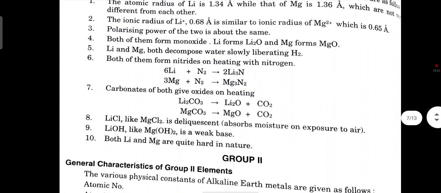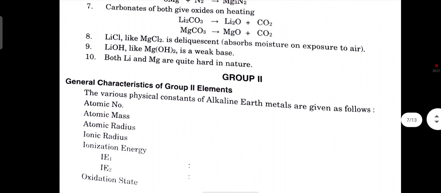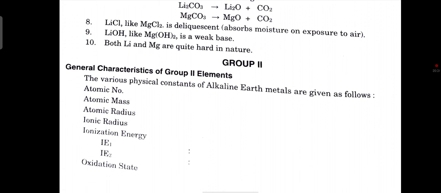Both of them form monoxides. Lithium forms a monoxide and magnesium also forms a monoxide. Lithium and magnesium both decompose water slowly, liberating H2. Both of them form nitrides on heating with nitrogen. Carbonates of both give oxides on heating. LiCl and MgCl2 are deliquescent, absorbing moisture on exposure to air. LiOH and Mg(OH)2 are weak bases. Both lithium and magnesium are quite hard in nature.